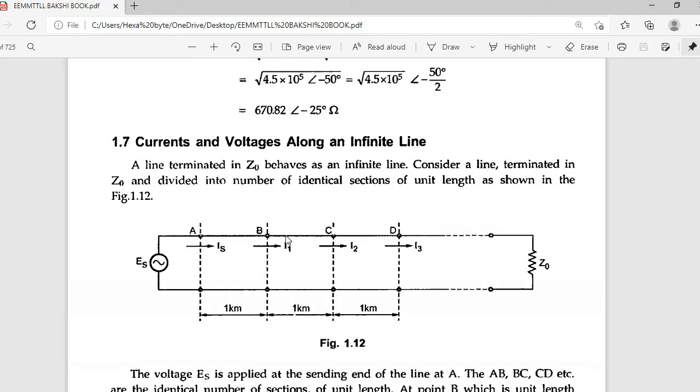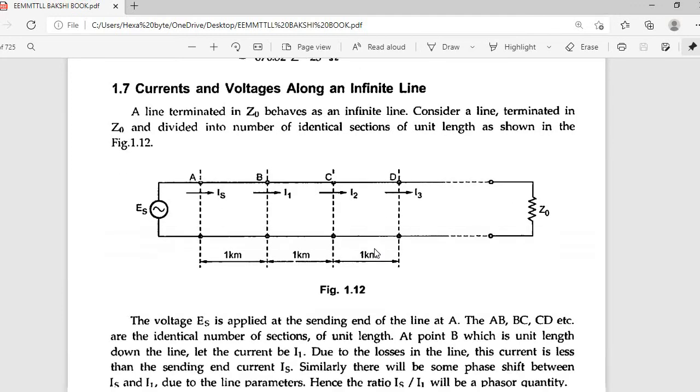I1 is more current than I2, I2 is more current than I3, and so on up to IN. IN is very small compared to all the other currents. Why? Because over an infinite length of line the signal is going to die out, and the current levels fall very low.